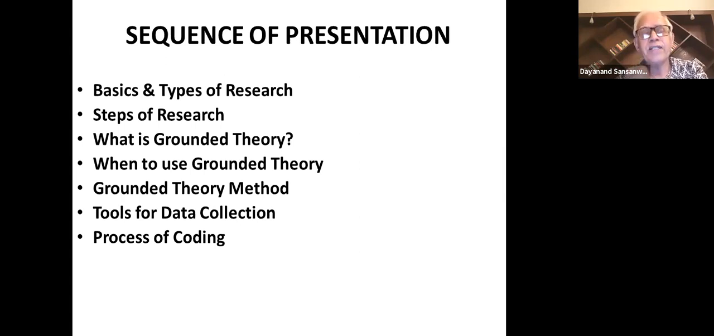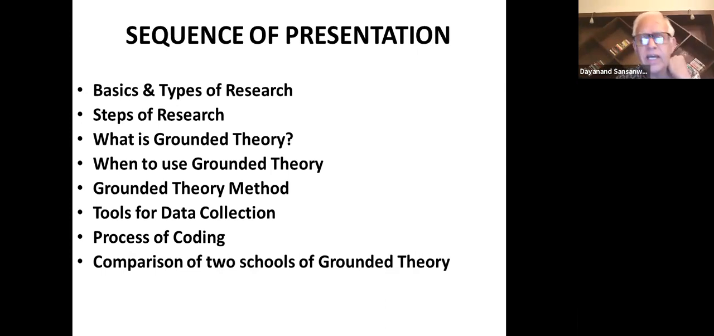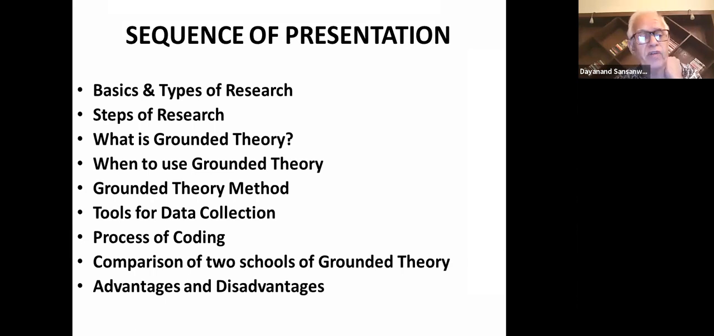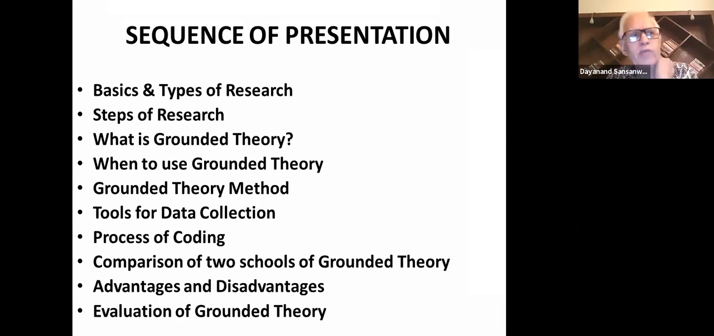See, in content analysis, you do the coding, and here also you do the coding. So coding is common in content analysis as well as the grounded theory. But here the coding purpose is to see the relationships among the different information which you get. In content analysis, your purpose may not be just to understand the underlying theory or relationships. Another is that there are two schools of the grounded theory. I will compare them and tell you the difference between them, and then you can decide later on. Then advantages and disadvantages of the grounded theory, and how exactly the grounded theory has to be evaluated. These are a few of the things I would like to take up.